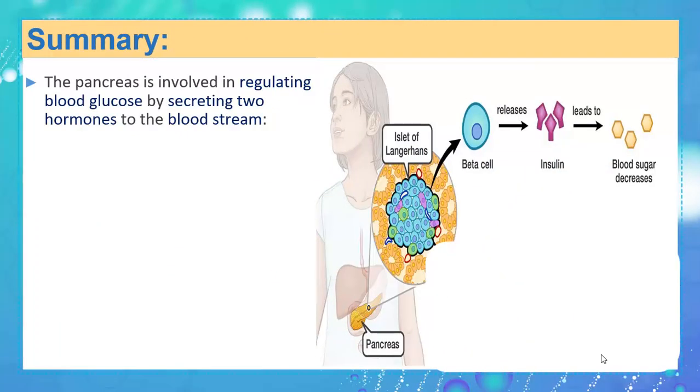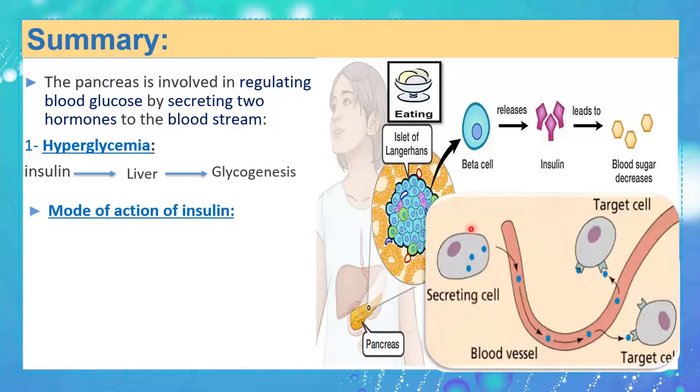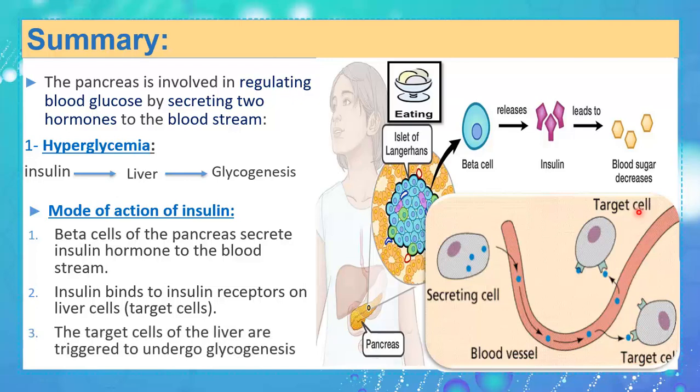In this video, you've learned that the pancreas is involved in regulating blood glucose by secreting two opposite hormones. In the case of hyperglycemia, after a certain meal, insulin is secreted to bind to the liver and trigger glycogenesis, where the beta cells of the pancreas secrete insulin through the bloodstream, and then insulin binds to insulin receptors found on the target cell, in our study its liver cells, and thus the liver cells are triggered to take the extra glucose. The blood sugar will thus decrease.